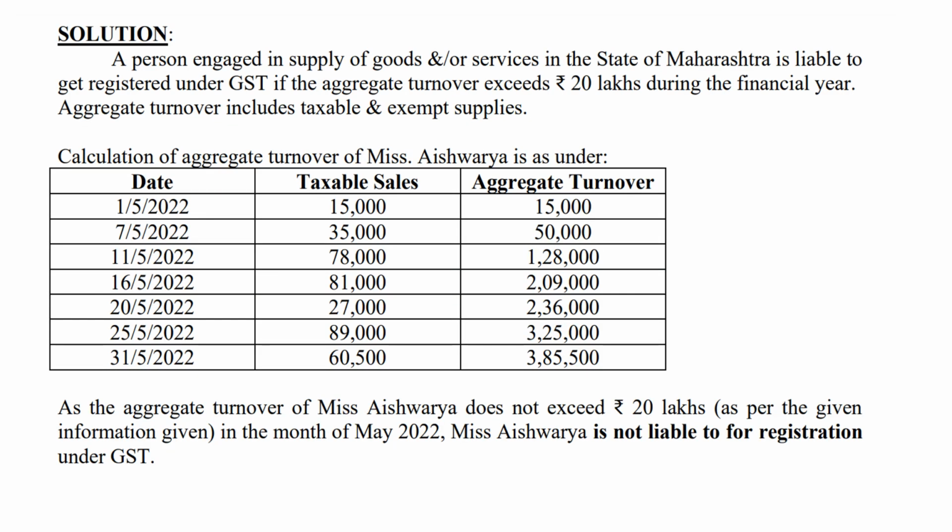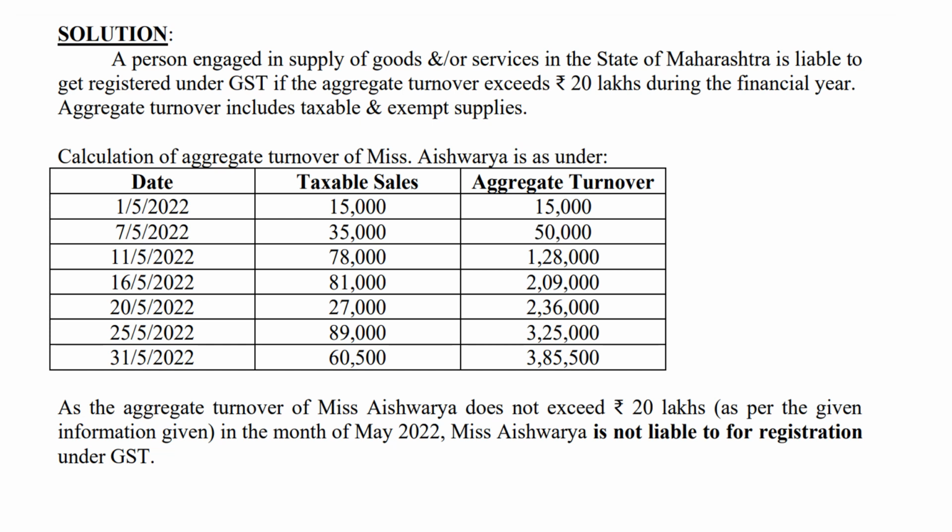So here the taxable sales and dates are given. So in the solution, first you will write: a person engaged in supply of goods and services in the state of Maharashtra. Here both goods and services are there. So the limit for the state of Maharashtra is 20 lakhs. So you have to write this. A person in the state of Maharashtra is liable to get registered under GST if the aggregate turnover exceeds rupees 20 lakh during the financial year. Aggregate turnover includes taxable and exempted supply.